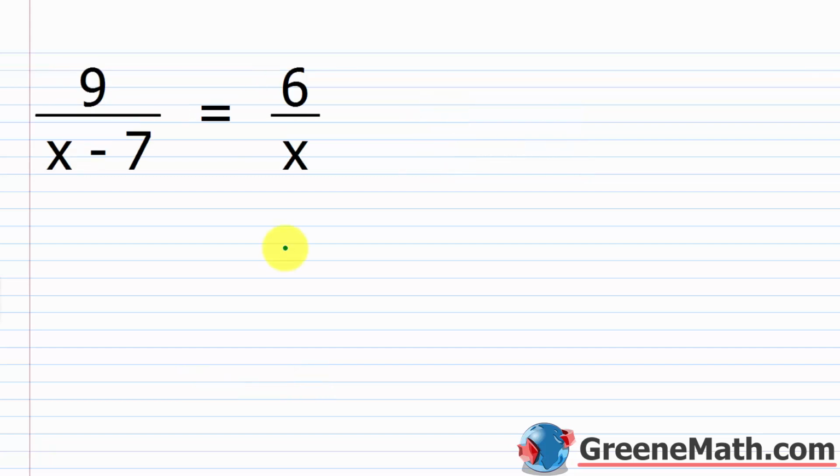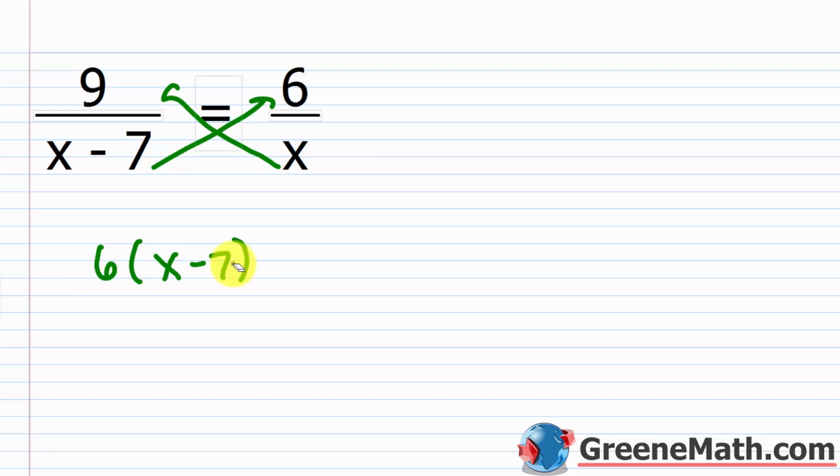So we have 9 over x minus 7 is equal to 6 over x. So I'm going to cross multiply here just like I normally would, but I've got to be careful. 6 is multiplying x minus 7. It's multiplying that quantity. So I would have 6 times the quantity x minus 7. The 6 has to multiply the x, and it's got to multiply the negative 7. A common mistake is just to put 6x minus 7 like that. Okay, that's wrong. The 6 has to multiply both of those terms.